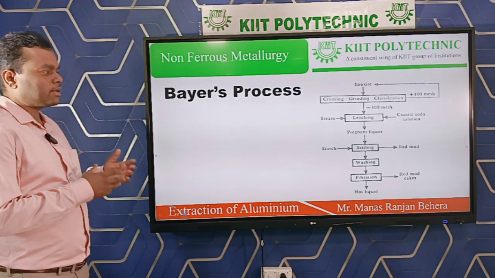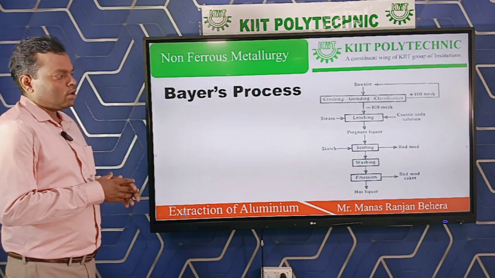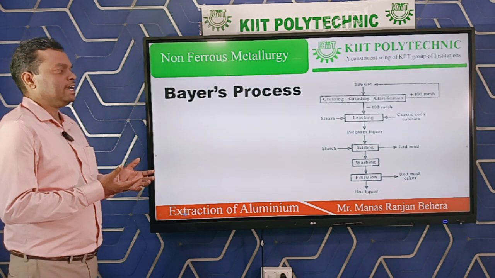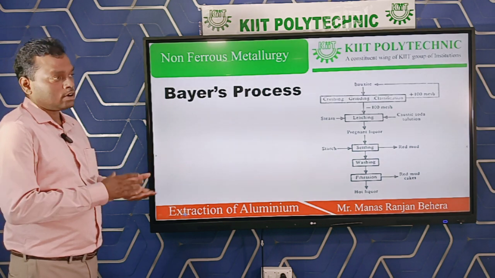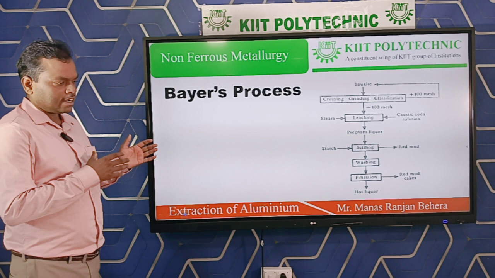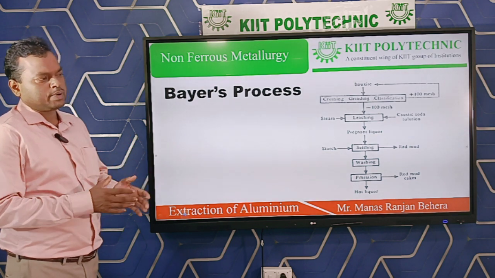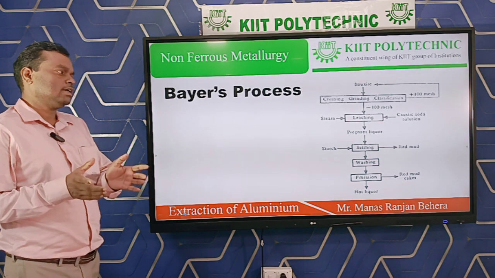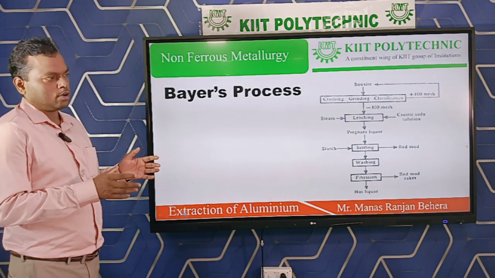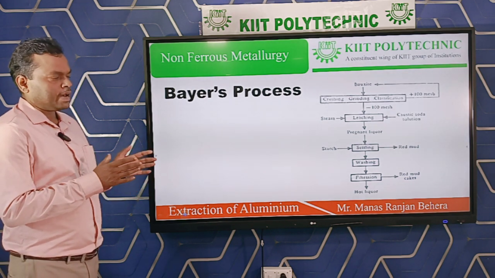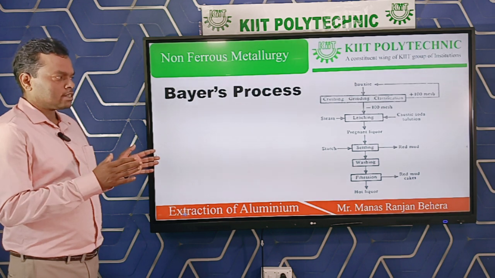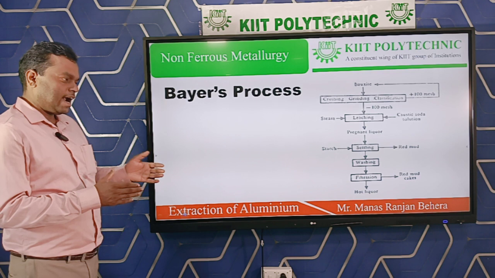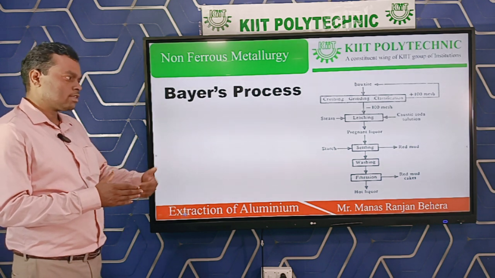So after 4 to 5 hours, we get a red mud solution. Why is it called red mud? Because in that solution iron oxide is present, which is known as hematite, and the color of that hematite is red. That's why it is called red mud. And red mud is separated. How is the red mud separated? By washing. By washing, the red mud is separated and the dissolved part is also separated.